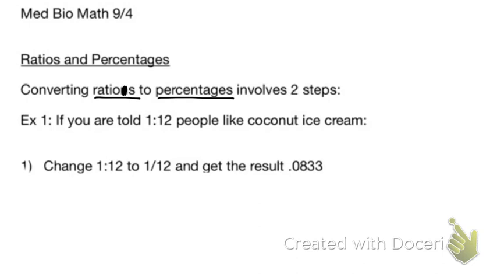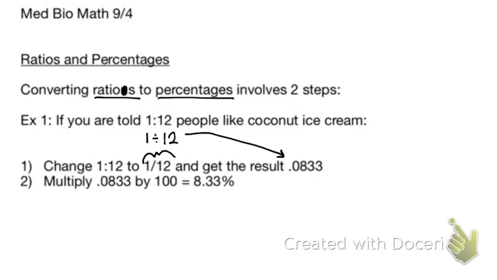Remember, at any point in time, if I'm going too fast and you want to write these down, which you should, you can always pause my recording and start again when you've caught up. Step number 2, that's just signifying that it is 1 divided by 12. Step number 2, you multiply 0.0833 by 100 to make it a percentage, and you get 8.33%. So that is how you convert a ratio to a percentage.